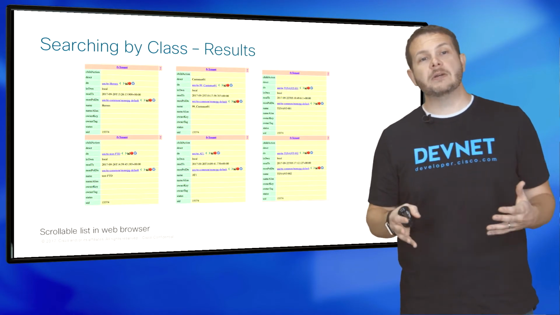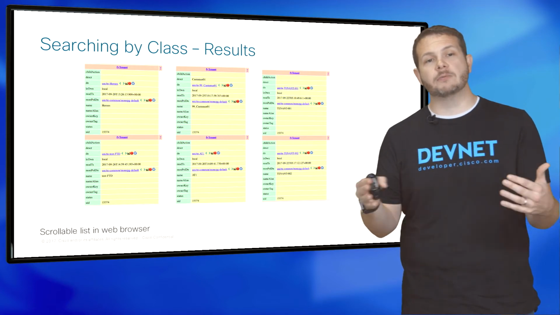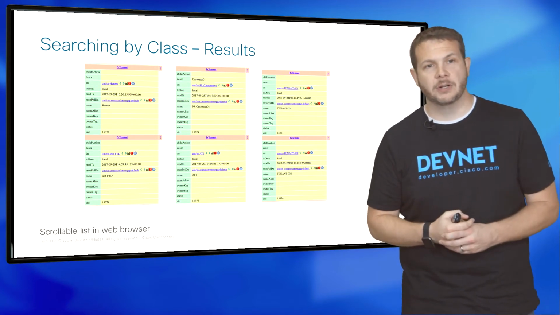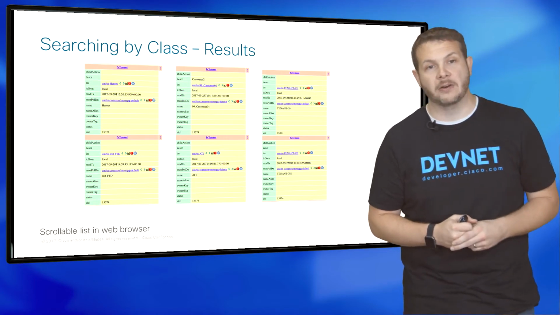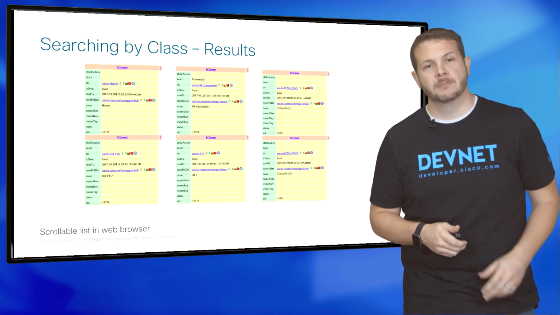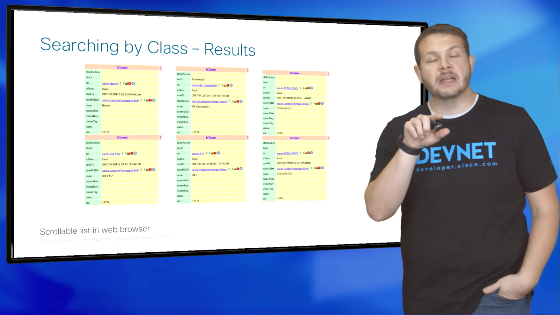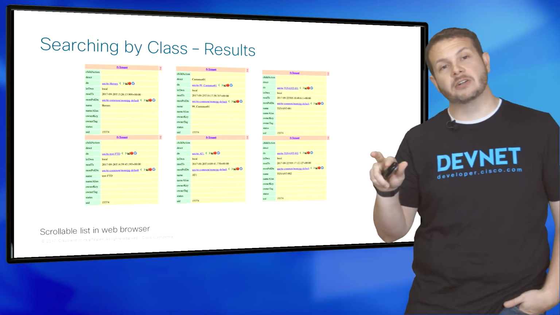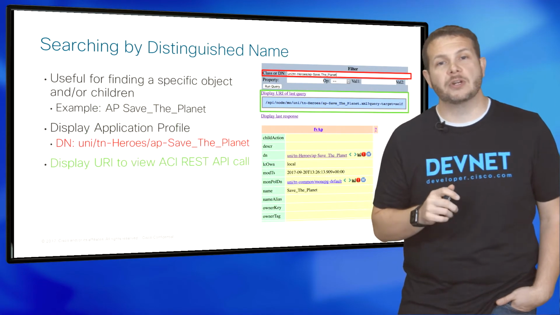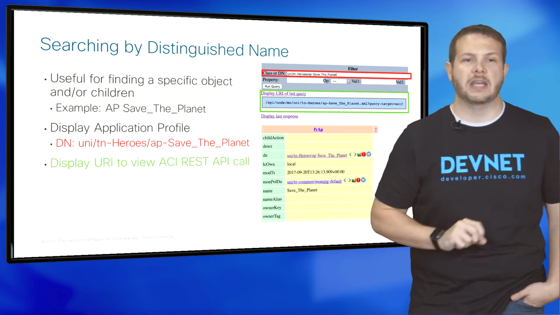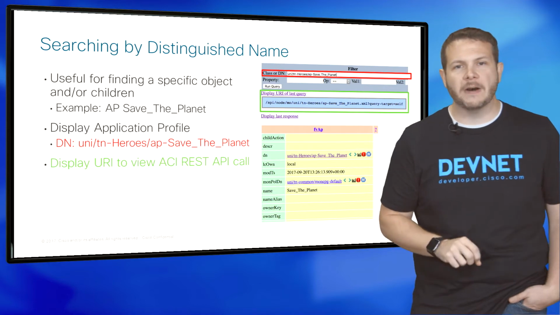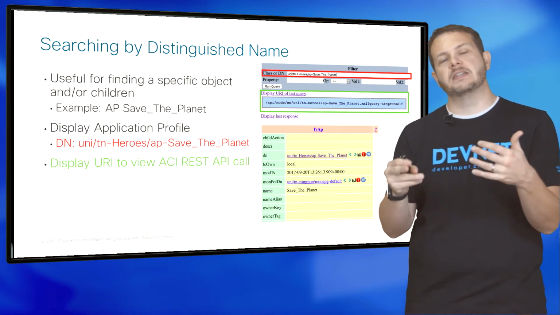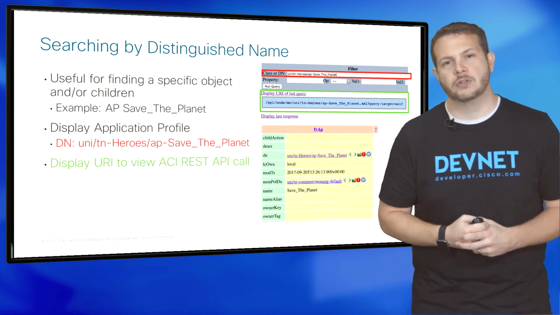Once we've made this query, we can go ahead and review all of the results in a scrollable web browser. And across each one of these objects, we can see how we can navigate the tree for their parents and their children. Now, instead of searching for everything in a particular class, we can also use Visori to search by a specific distinguished name. And so if we want to look for a specific application profile, we can simply assemble its distinguished name and put that into the Visori search box.